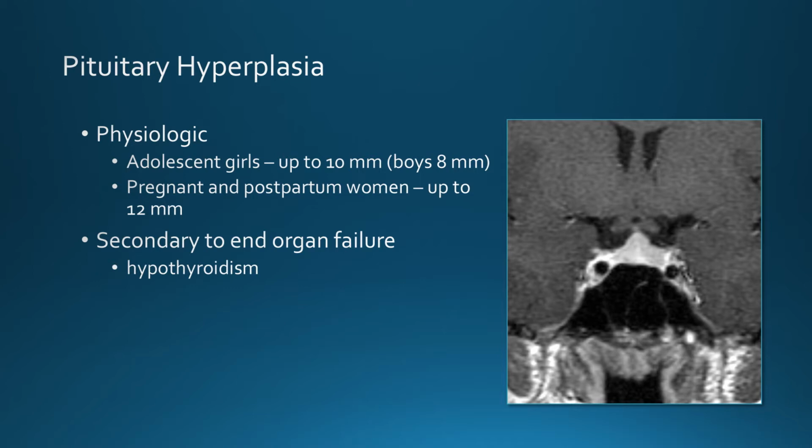You can also get hyperplasia of the pituitary secondary to end organ failure. So in severe hypothyroidism, the pituitary gland tries to compensate by pumping out extra TSH, so you can get enlargement of the pituitary on that basis. But typically with pituitary hyperplasia, the gland is symmetric and uniformly enhanced.